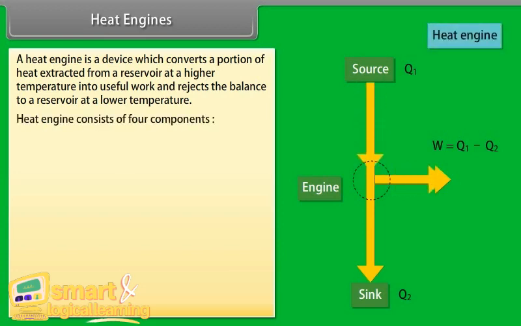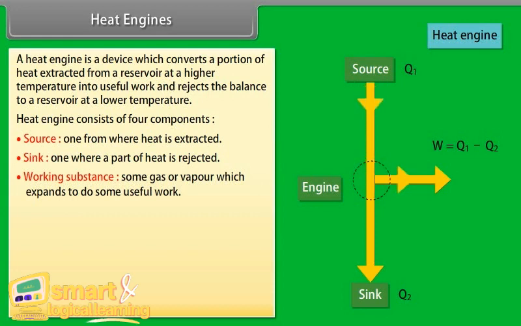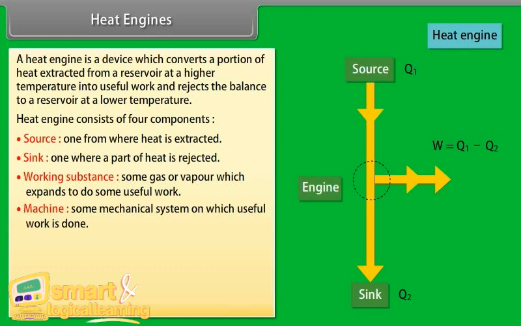Heat engines consist of four components. Source: from where heat is extracted. Sink: where a part of heat is rejected. Working substance: some gas or vapor which expands to do some useful work. Machine: a mechanical system on which useful work is done.